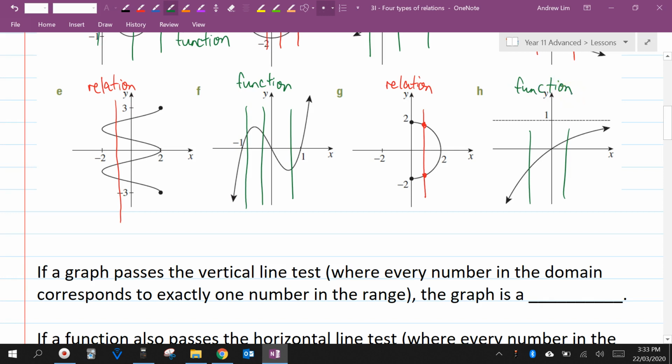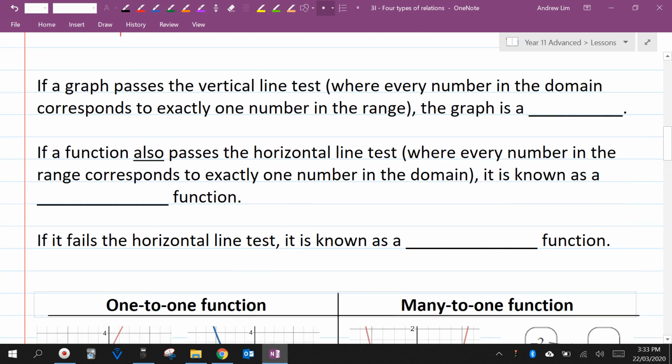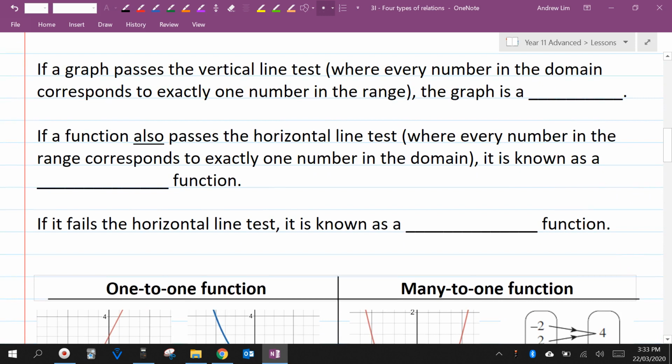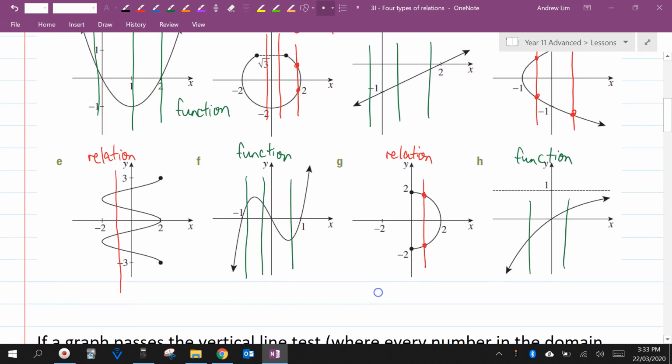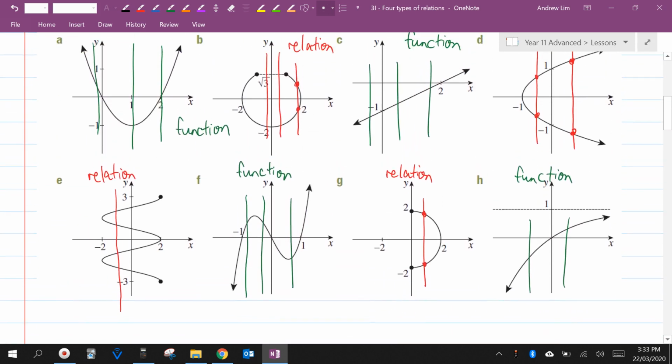Okay. So if it passes the vertical line test, it's a function. So if a graph passes the vertical line test, where every number in the domain corresponds to exactly one number in the range, the graph is a function. Okay, so if we have a look at these examples, let's have a look at A, for example. No matter what x is, it will correspond to only one y value. So for every x input, there's only one y output.